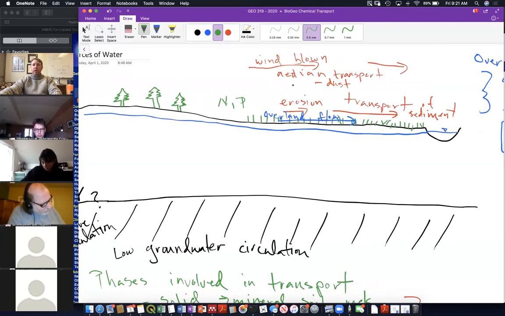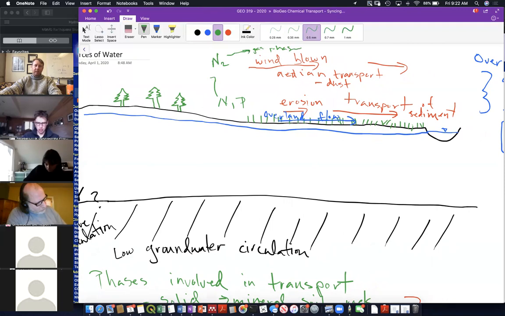There's one other way we can transport things in the atmosphere, and that is through air, through the gas phase. So nitrogen can go to N2, right? And this can be transported in gas phase. In fact, it's the majority of the atmosphere. All right, so we can get gas phase transport.